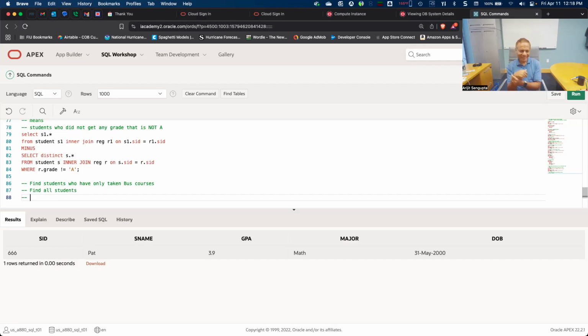Actually, this one is a lot easier. Since we talked about it, let's solve it. I was actually thinking of a different query, but this query turns out to be easy. Minus students who have taken something other than business courses. And it turns out that this one is a monotonic query.